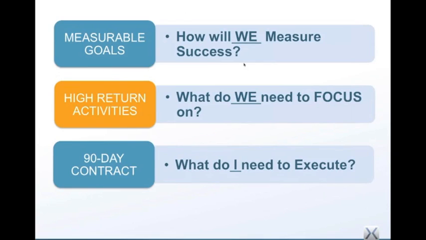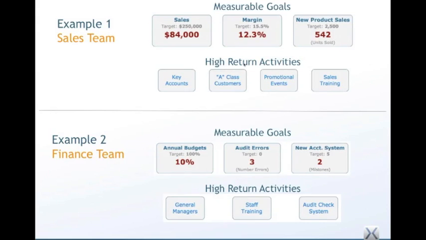So you go to the second question now, which is what we're talking about in this webinar: the high return activities. Let's have a look at the high return activities in these examples that these teams have actually selected. So the sales team have said, for us, if we focus on our key accounts, our A-class customers, the promotional events that we've got coming up, and training our sales team, they are the 4 most impactful activities that we can have to try and deliver on our measurable goals.